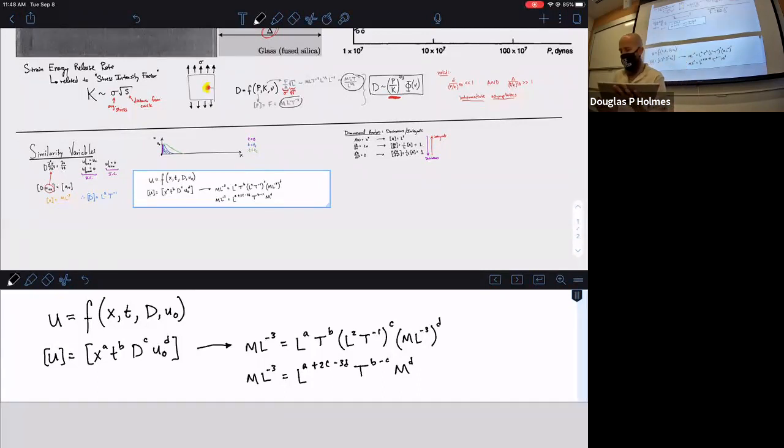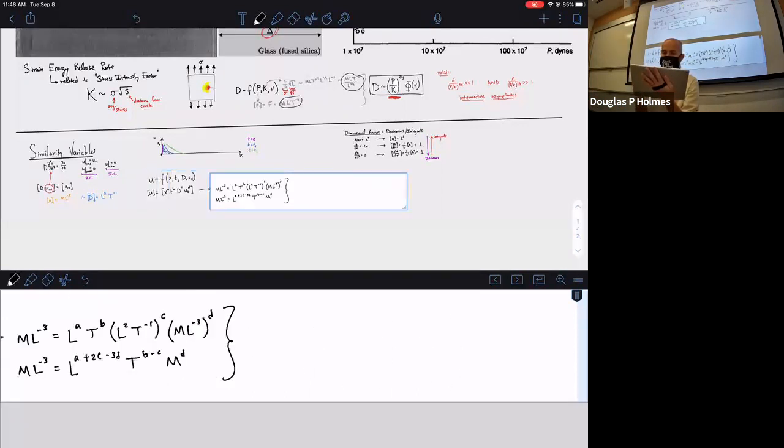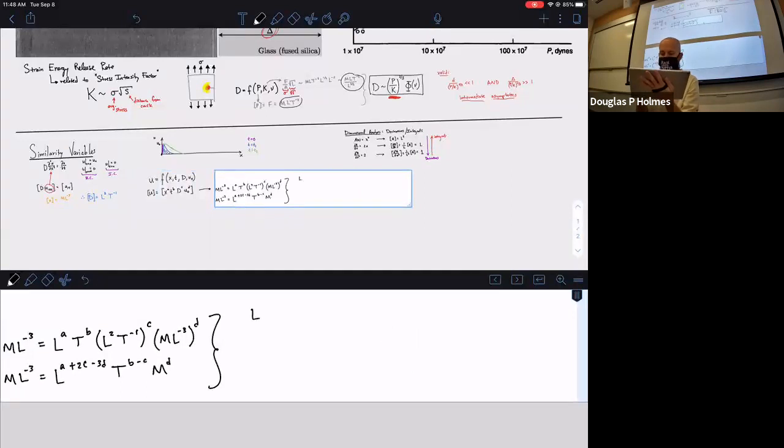All right. Three equations, one each for length, mass, and time, and four unknowns. We're going to have something that we will have to leave unresolved. So, following the same procedure as last class, the equation for length says that A plus 2C minus 3D equals negative 3, because negative 3 is the exponent on length on the left-hand side of the equation.